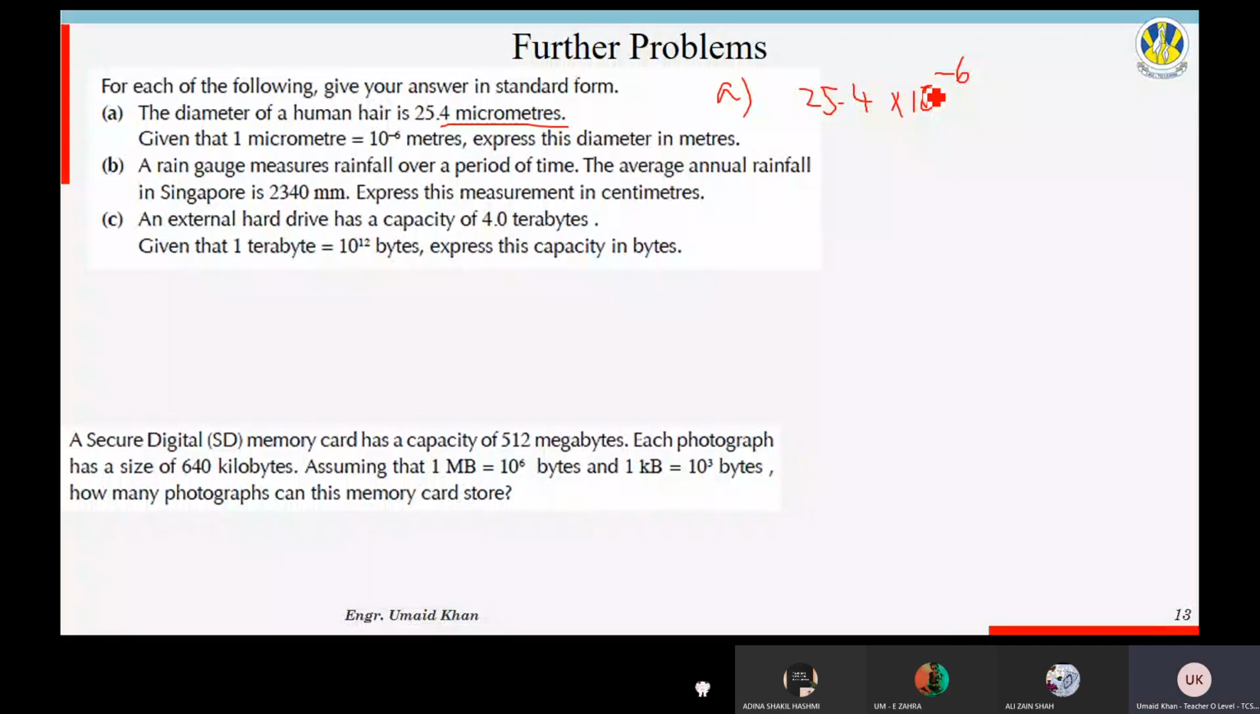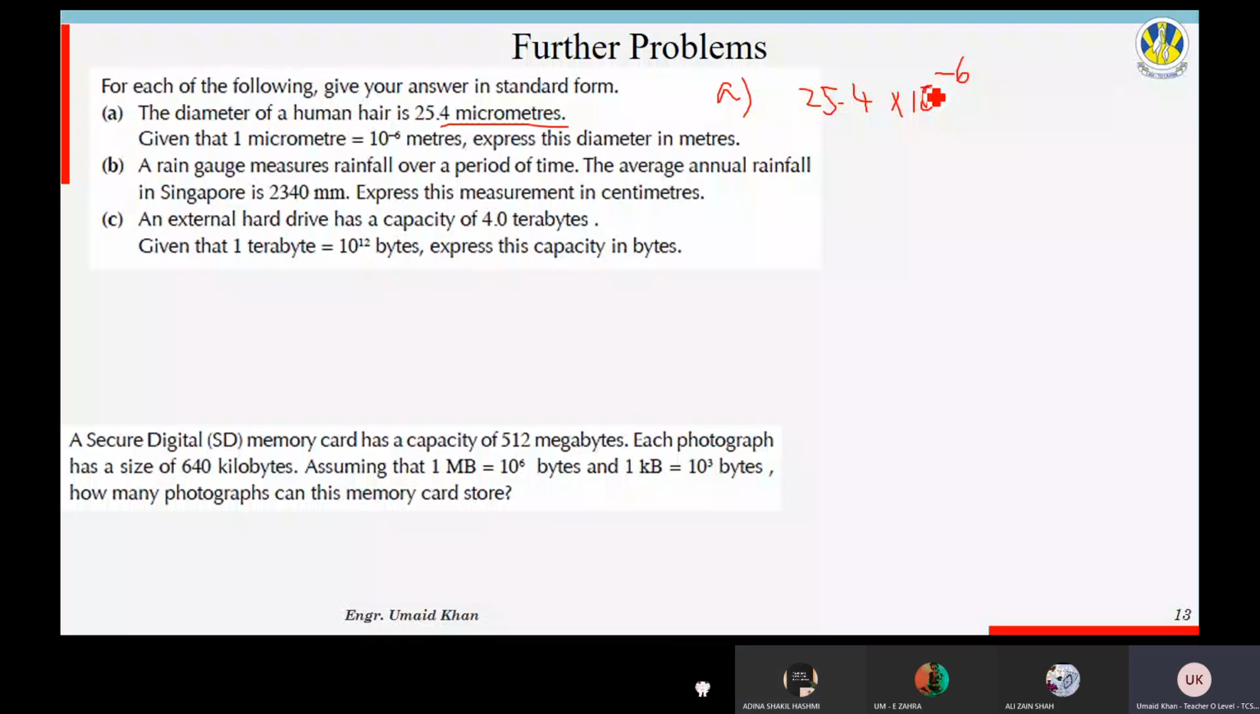Is this in standard form or not? It says you have to express it in standard form. No, it's not in standard form. 25.4 multiplied by 10 negative 6 is standard form, right? No, beta, the first value should be between 1 and 9. I told you. It is 25.4, so it will be 2.54. Yes, it will be 2.54.